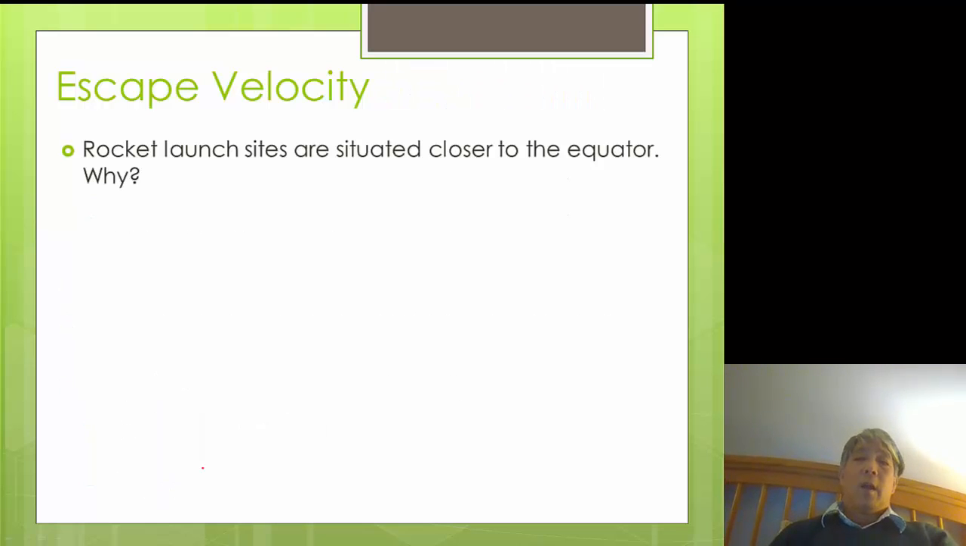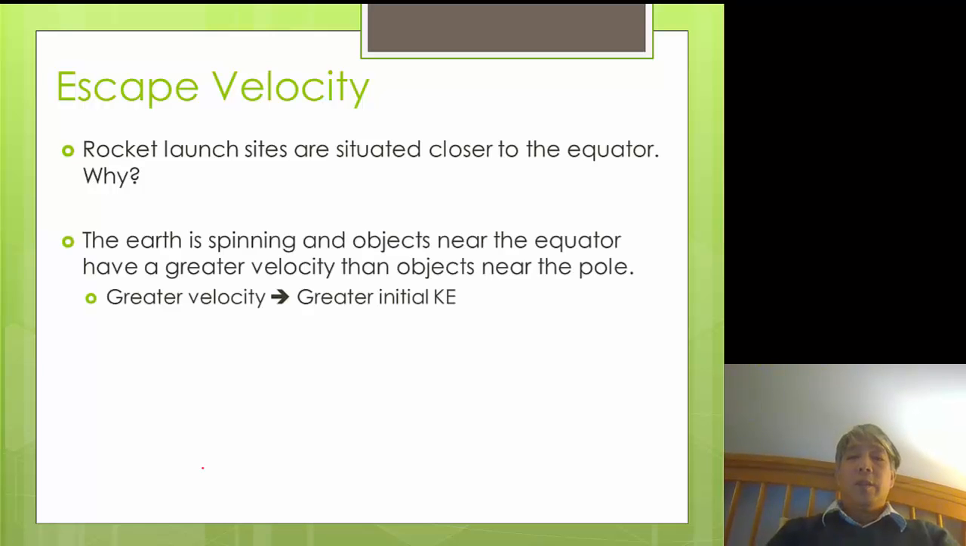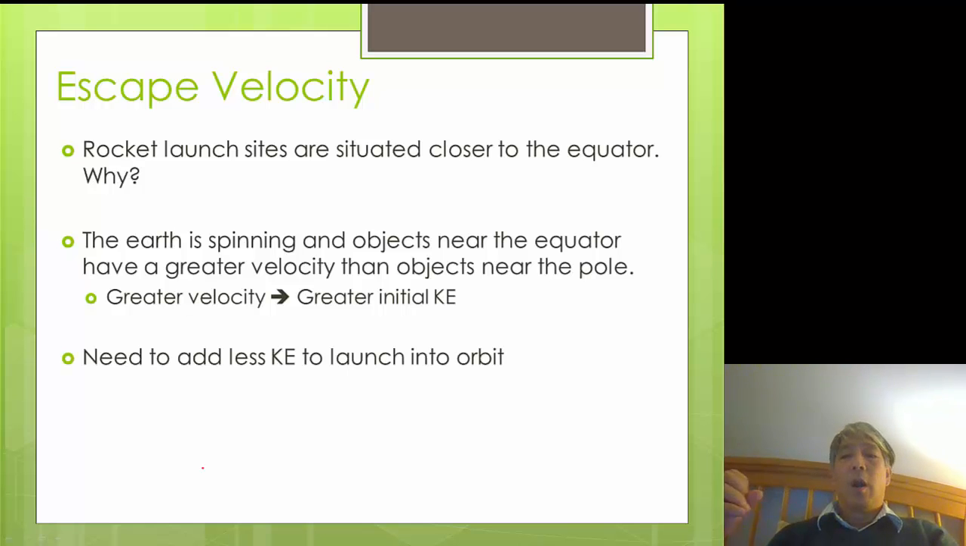So a couple of questions about escape velocity. On the Earth, rocket launch sites are usually situated closer to the equator. Why? The reason is because the Earth is spinning and objects near the equator will have a greater velocity than objects near the pole. And that greater velocity basically says I already have quite a bit of kinetic energy. To get enough escape velocity, I only need to add a little bit more kinetic energy to launch the object into orbit or to launch the object into an escape velocity orbit.